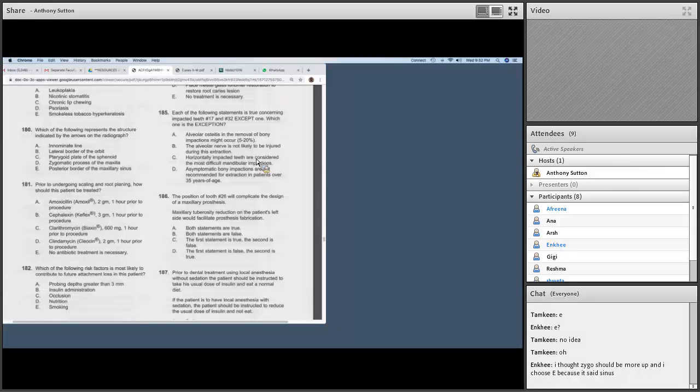All right. So this is where the case questions get interesting. Now they're not asking you about what you can see, they're asking you about what you know about treatment. Prior to undergoing scaling and root planing, how should we treat this patient? What should we give this patient before we go and clean their teeth?